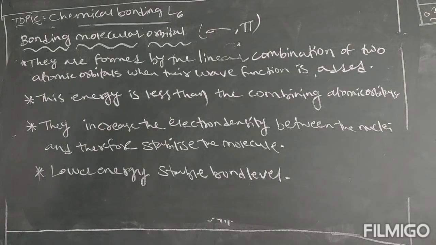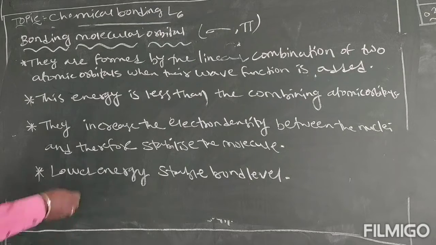Quite opposite will be the anti-bonding molecular orbital. First you note down these bonding molecular orbital points. They are formed by the linear combination of two atomic orbitals when their wave function is added, and this energy is less than the combining atomic orbitals. They increase the electron density between the nuclei and therefore stabilize the molecule. Lower energy and stable bond level. Hope you have understood these points.